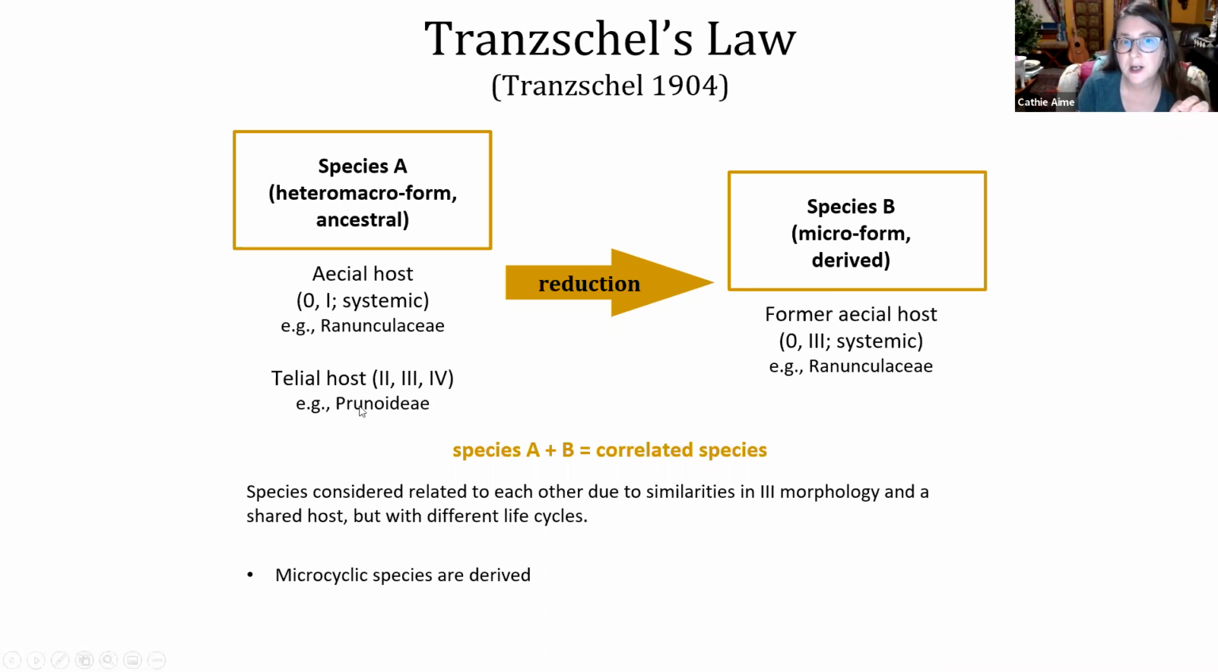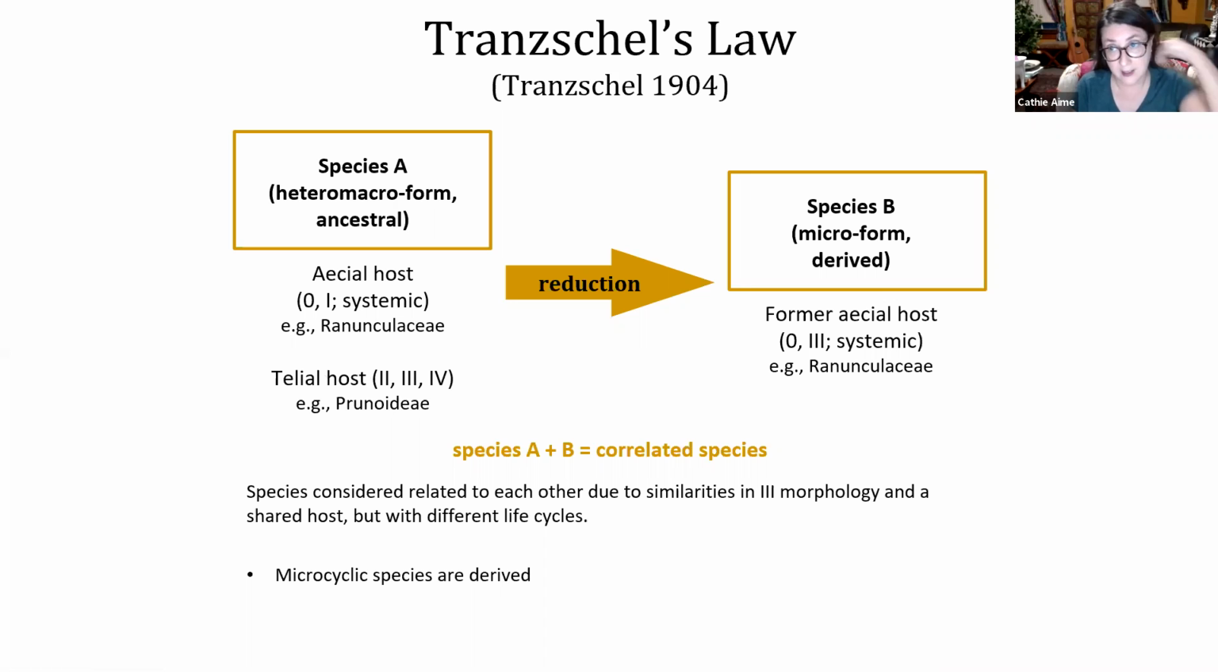And so what Tranzschel thought was that the macroforms that shared a host with microforms, that the microforms are actually derived from this macroform. I know it's a little complicated, but he called them correlated species, and he looked for evidence of 2 different rust species infecting the same host, where one was microcyclic and one was macrocyclic, and hypothesized again that the microform was derived from that. And so we looked for evidence of this.